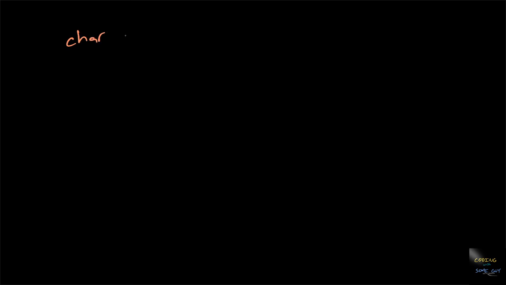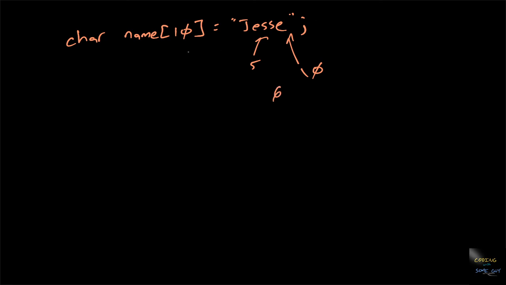So when I did something like name and said that this thing is 10 big, and I put in here Jesse, Jesse is 5 characters, and I always have that invisible null terminator at the end of the string. So this is really going to be 6 characters wide. That's smaller than 10, so we're okay. The compiler's not going to throw anything about that. We have a few extra blocks of memory afterwards that we're not using, but we could use later. That part you're good with.